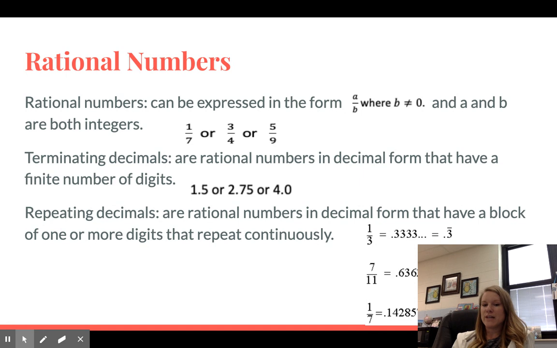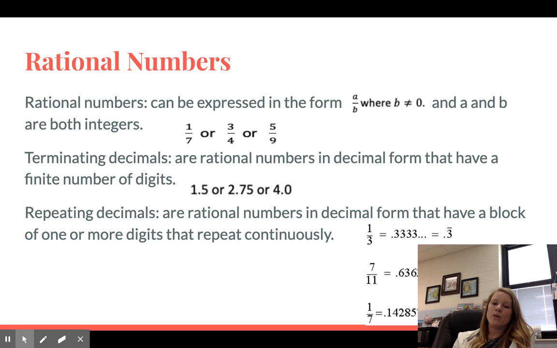Repeating decimals are rational numbers in decimal form that have a block of one or more decimals that repeat continuously. So 1/3 is in decimal form 0.33333, and then it repeats forever. That's why that line is over the 3, because it's a repeating decimal. Look at the next one. 7/11 is equal to 0.6363, and then that 63 repeats forever. So that is considered a repeating decimal, and that's a rational number.